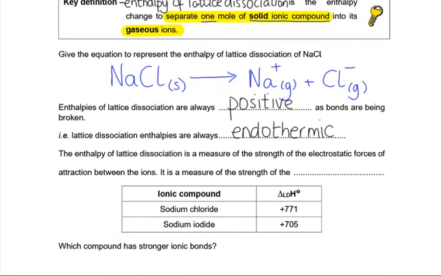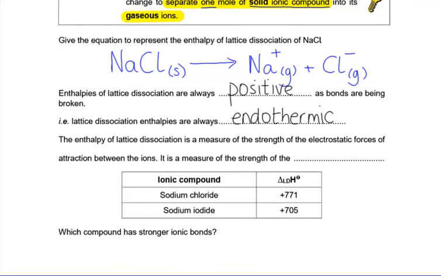So I want you, again, to think about what that means. So enthalpy of lattice dissociation is a measure of the strength of the electrostatic attraction between the ions. So it is a measure of the strength of the ionic bond. The bigger, more positive the number, the stronger the ionic bonds will be. So pause the video and have a go at this little question. Choose out of these two which one you think has got stronger ionic bonds.